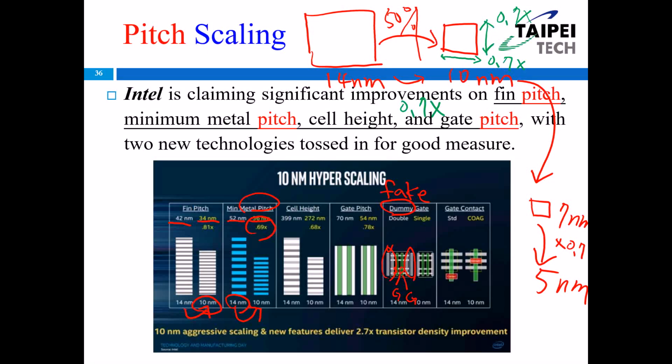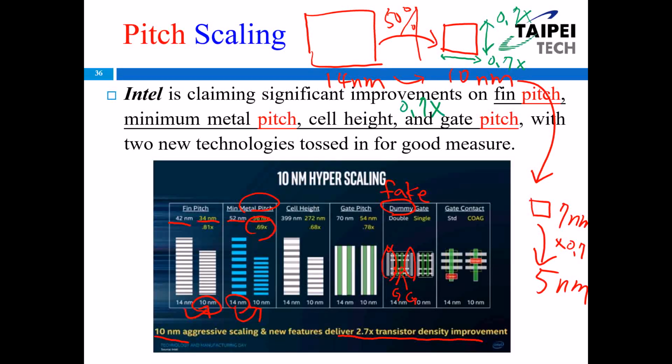Based on what Intel says, the 10 nanometer node can deliver 2.7 times transistor density improvement. So their transistor number will become 2.7 times, more than double, more than 2 times. Okay.